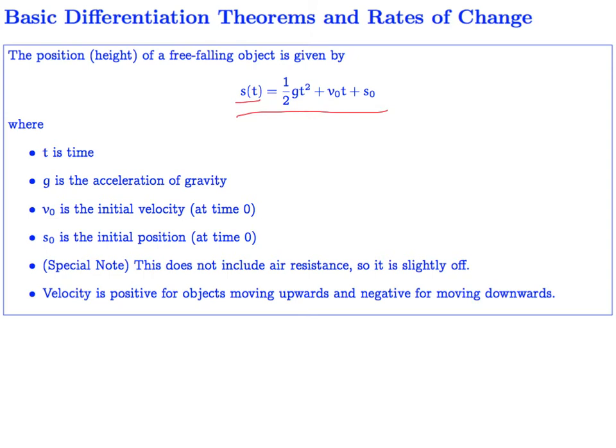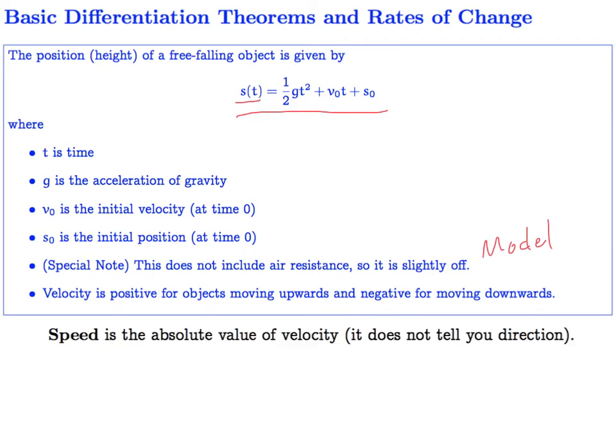So t is time, g will be the acceleration of gravity, v naught is your initial velocity, that is how fast you're going when you start out, s naught is your initial position, that is, did you start falling from 100 feet, from 1,000 feet, 1,000,000 meters, whatever. Now, this does not include air resistance, so it is slightly off. It's a model, okay? It's a very excellent approximation to what happens, but it's not going to model everything very well. And also the key thing to note here is velocity is positive for objects moving upwards and negative for things moving downwards.